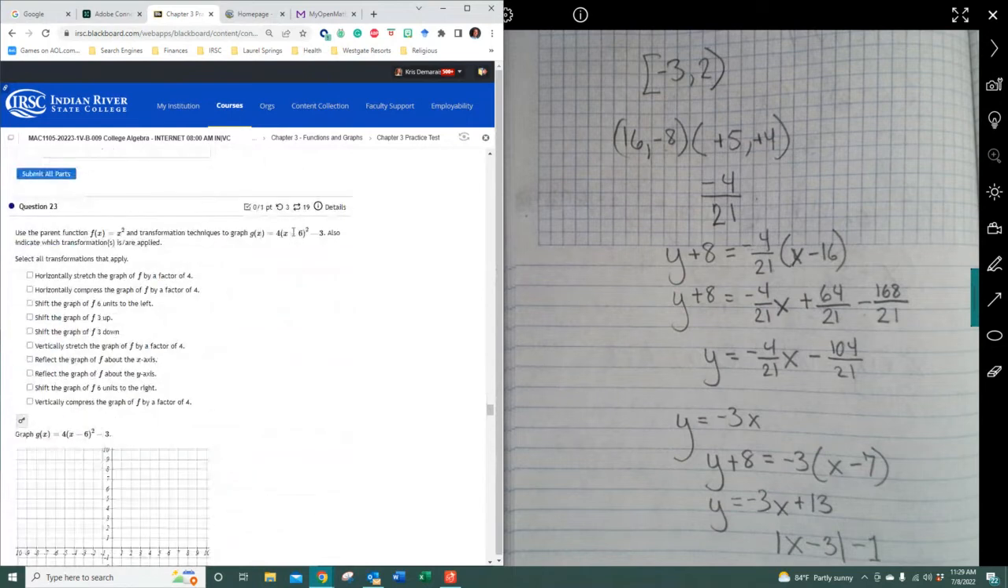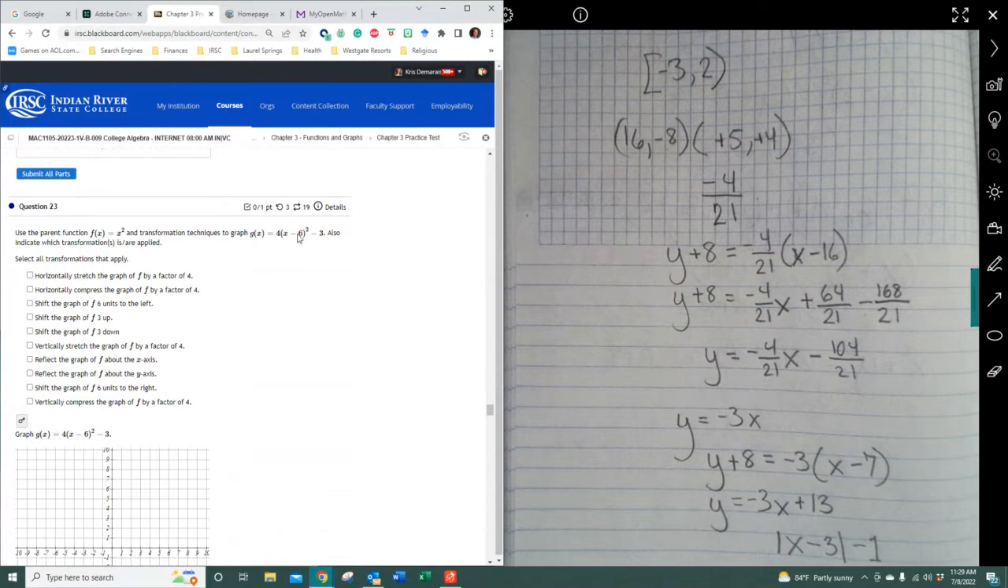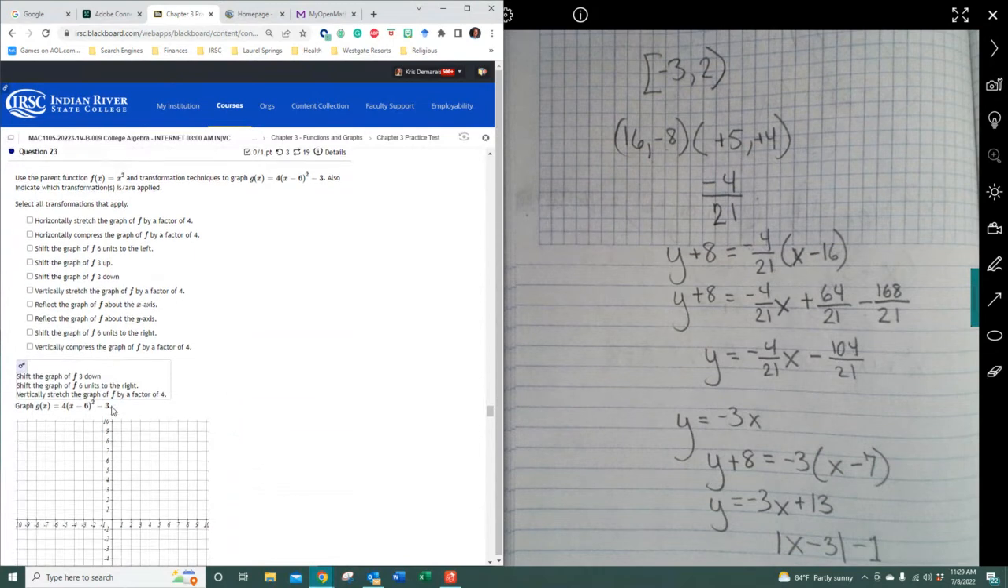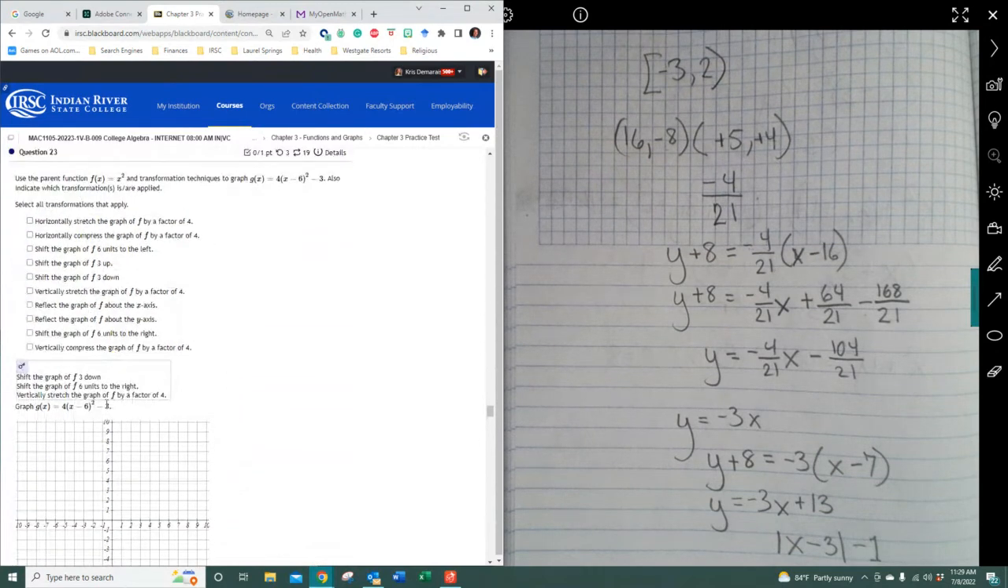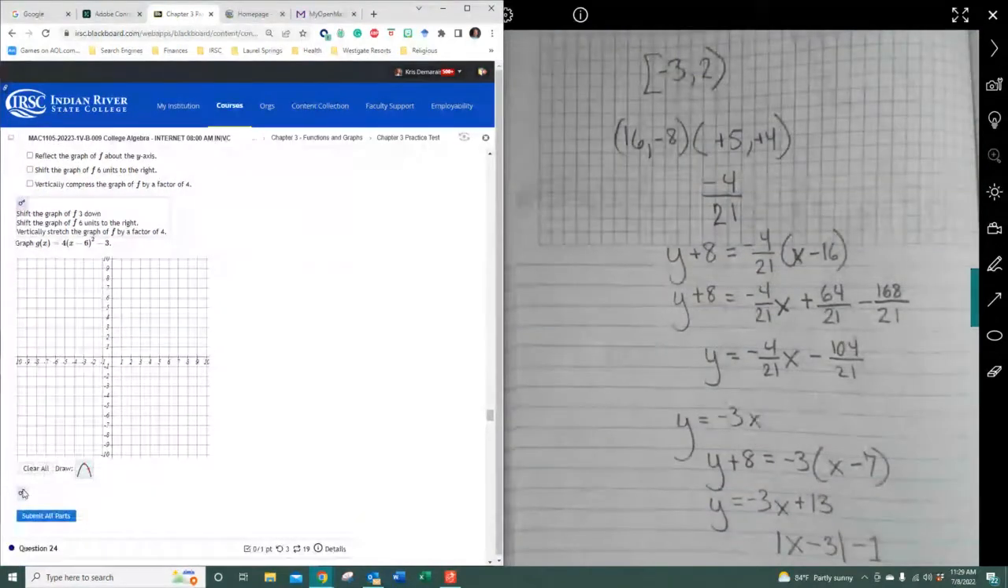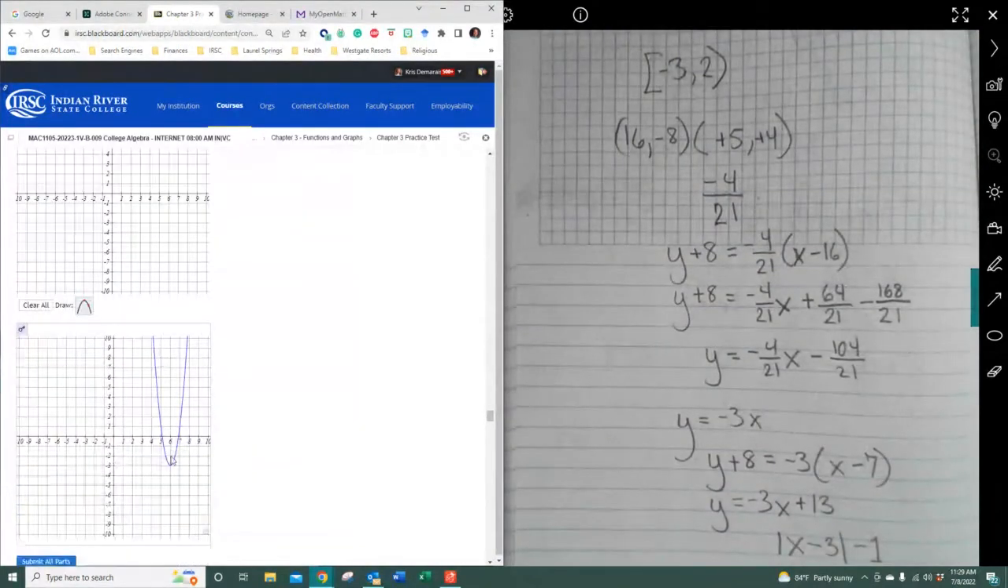So for 23, you're looking at the quadratic. It's going to be vertically stretched by a factor of 4, moved to the right 6 units and moved down 3 units. So those are the 3 things that are happening to it. It wants you to go ahead and graph the transformation. All right, so then they're going to go ahead and graph it, and here it is.